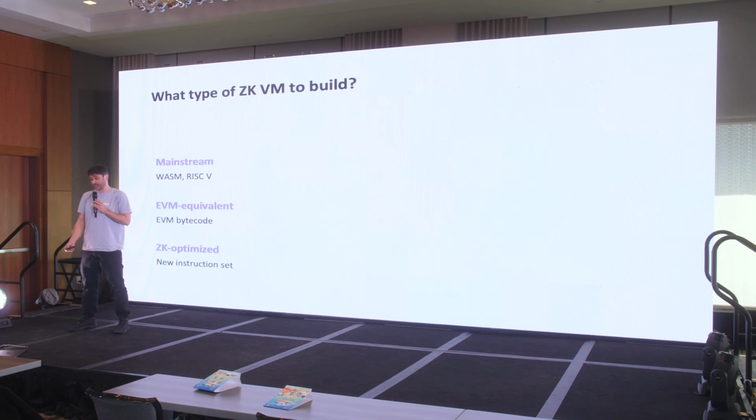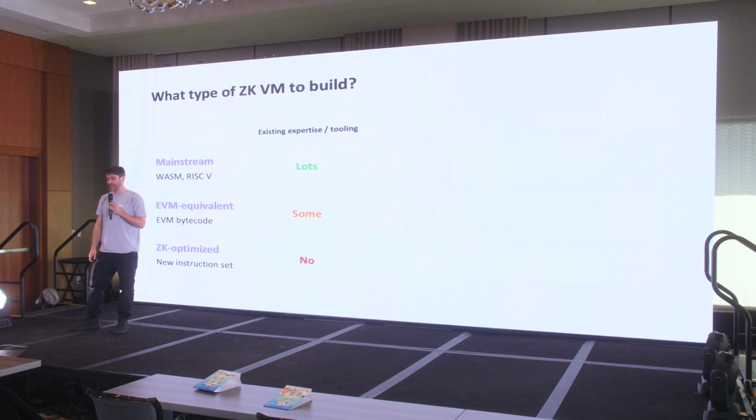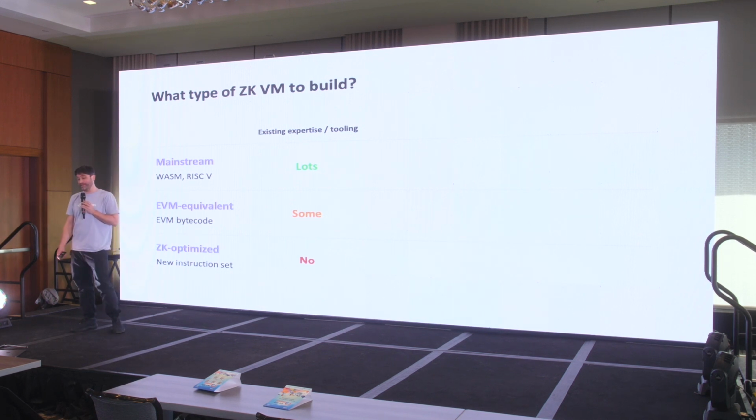The pros and cons of that: for the mainstream way, there's lots of tooling and lots of expertise. When you have the whole Rust community building tools, then you can plug into that. It's super cool. For EVM zero-knowledge virtual machines, you have some expertise and some tooling, at least everything that is already there in Solidity. For a new instruction set, there's no tooling, so you have to build everything from scratch. But you can build it very blockchain focused. This is our goal.